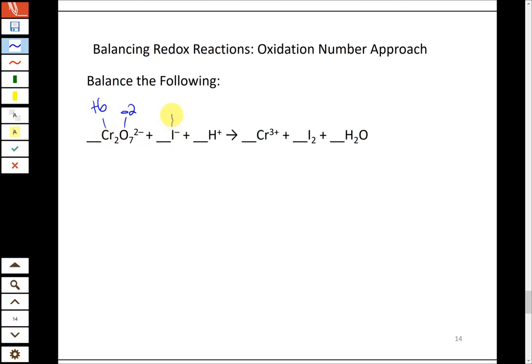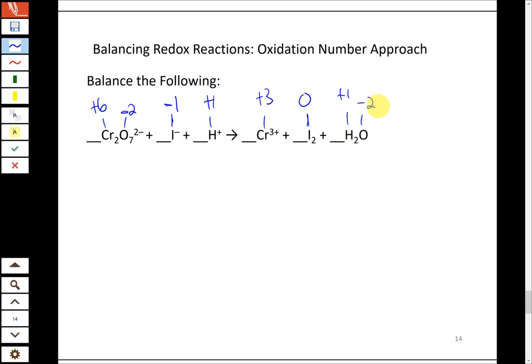For I minus, that's an ion by itself, so the charge is just the oxidation number. Same with H plus. Same with chromium 3 plus, an ion by itself, so the charge is the oxidation number. I2 is an element, so it's going to be 0. And then water is our old friend, +1 and -2. All right, so those are all the oxidation numbers. And then we have to go and figure out which ones are changing and how many electrons there are.